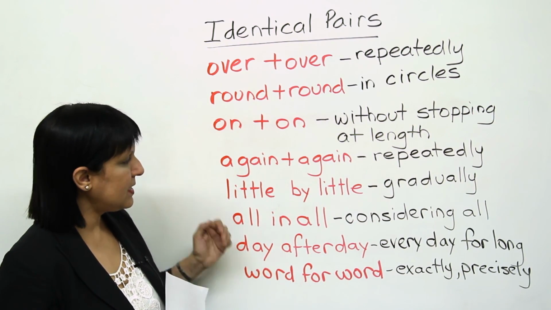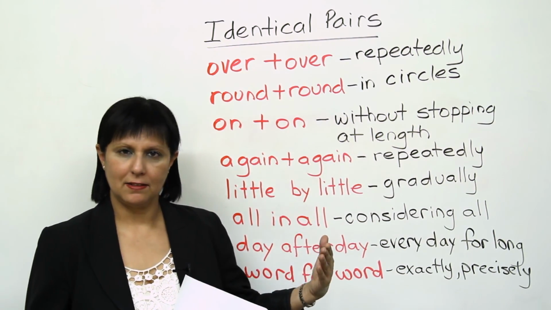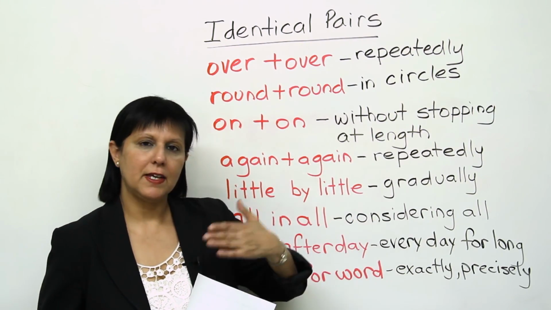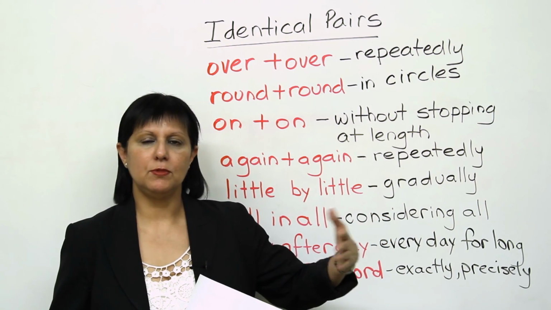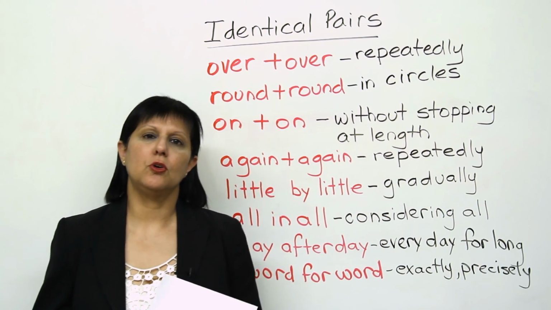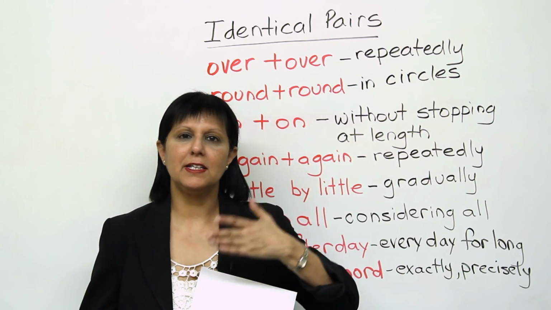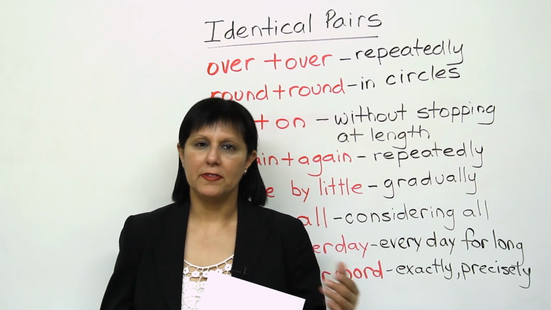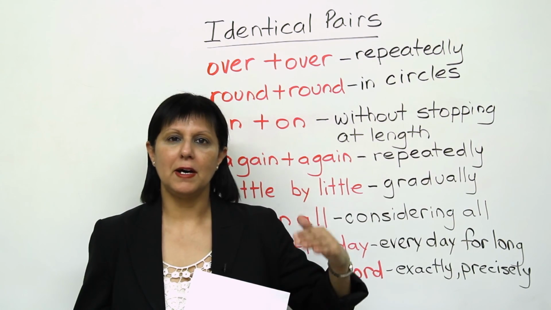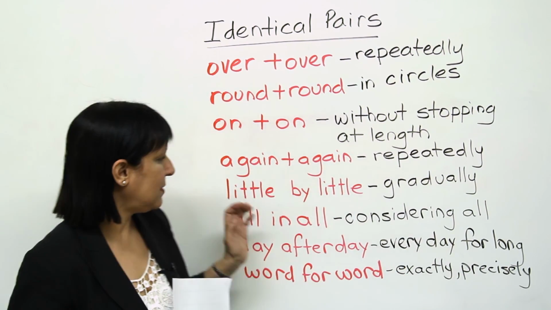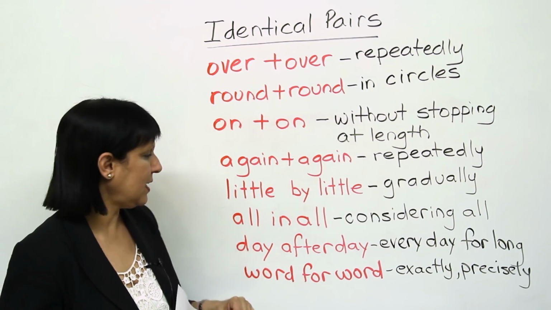The next one is little by little. Okay? Gradually. Little by little means that gradually you came to understand something. So, for example, you could say, I improved my English little by little. Or the plants grew little by little. And eventually, I had a beautiful garden. So it means gradually. All right?